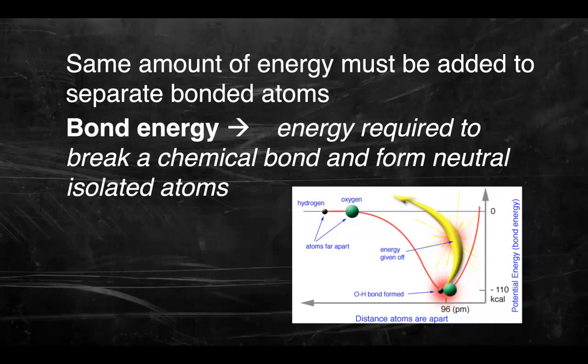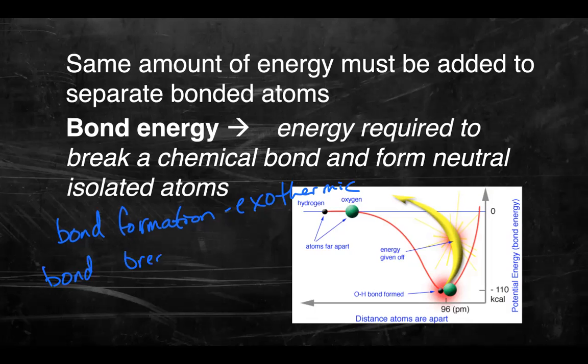Okay, so a couple things you can remember, because it's always true. Bond formation is always exothermic. Heat is always released. And bond breaking is always endothermic. It requires energy to be absorbed. So if you look at a chemical equation, let's say the formation of water.